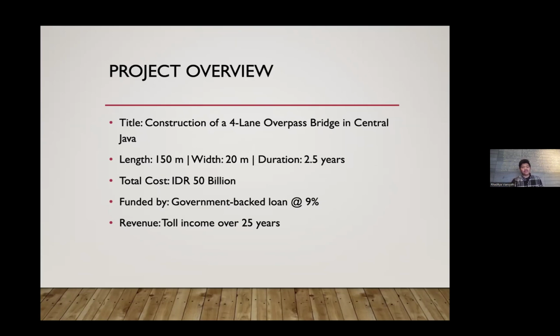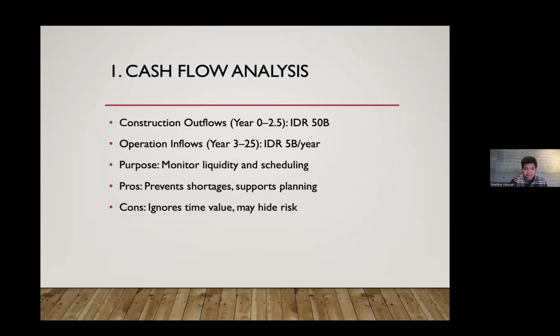And the revenue of the bridge is the income over 25 years. Okay, first is the cash flow analysis. So construction outflows at year 1 to 2.5 is around 50 billion, and the operation inflows at year 3 to 25 are 5 billion a year.